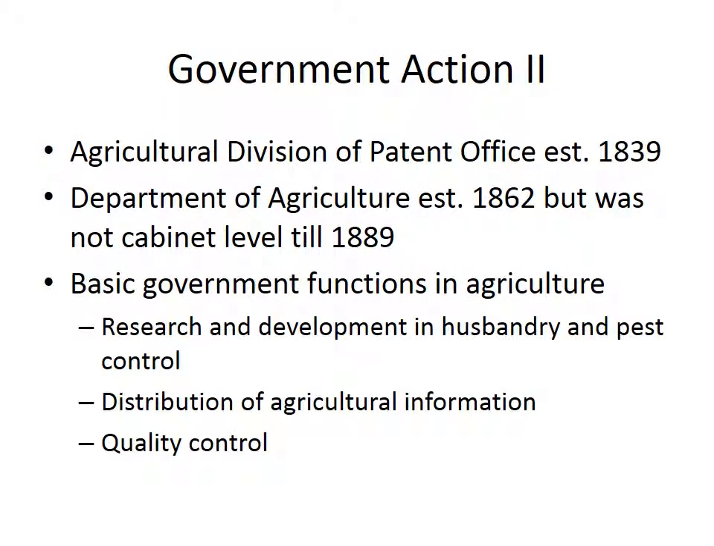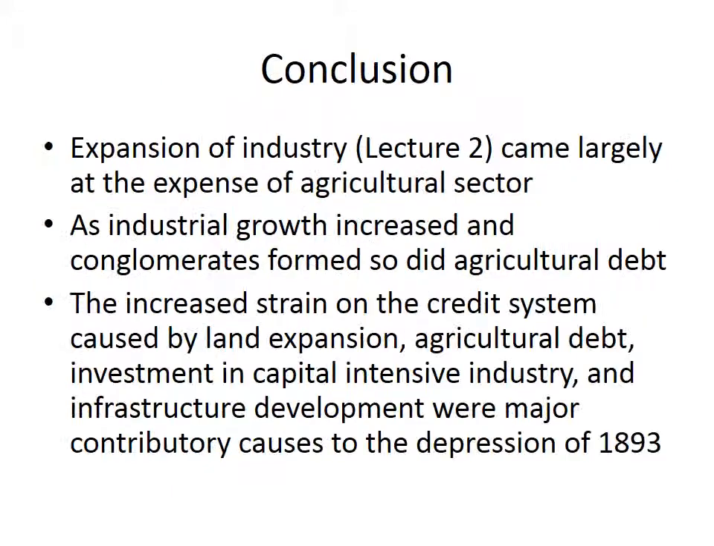Government action 2. We're going to have the Agricultural Division of the Patent Office established in 1839. The Department of Agriculture will be established in 1862. We saw in the last slide, and we just reiterate here, what the basic functions of government are in agriculture.